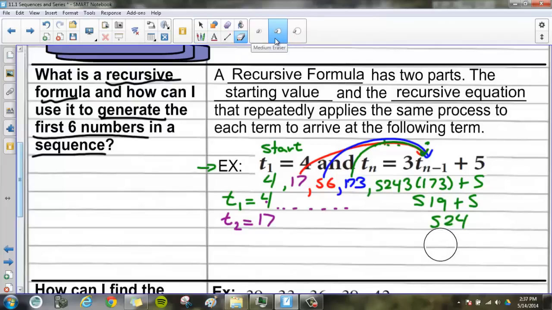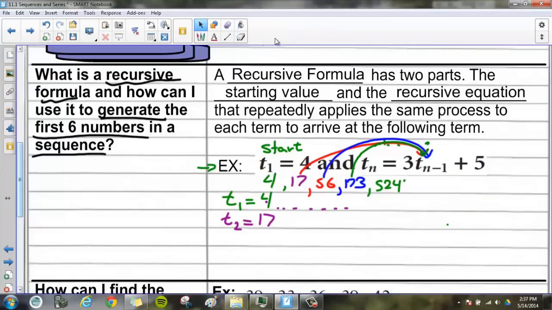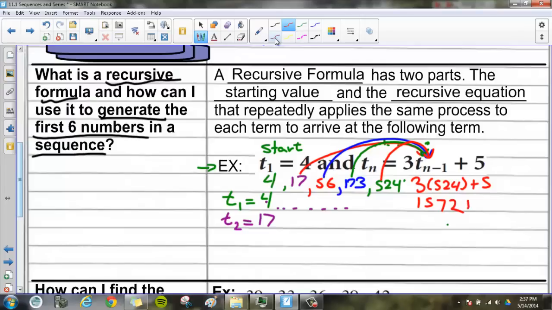Holy cow. Okay. So we're going to take the 524 and plug that in there. This is our last one. Take the 524, plug it in for our now. So we get 3 times 524 plus 5. 3 times 524 is 1572. 1572 plus 5 is 1577. And so our 6th and final term is 1577.